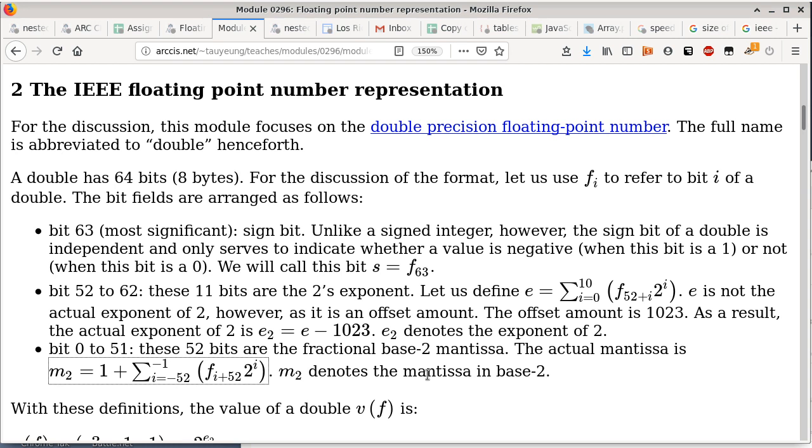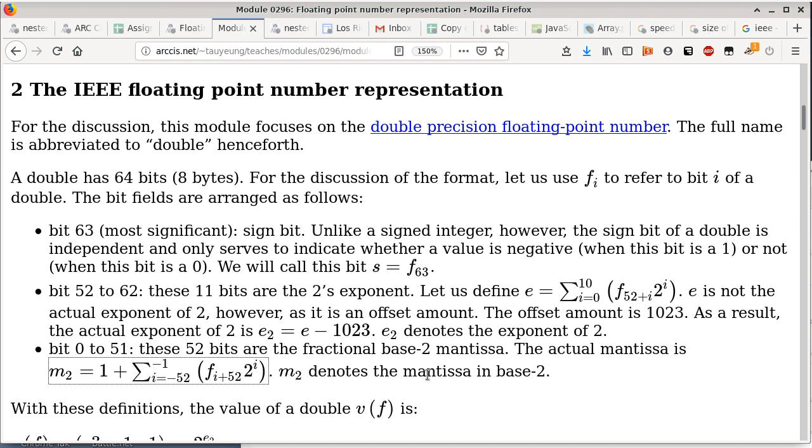Okay, so here's the mantissa. Okay, the mantissa bits. I will put mantissa in this case in double quotes. So the mantissa in quotes bits are from bit 0 to bit 51. So there are 52 bits for the quote unquote mantissa. Now, why do I say mantissa in quotes? Because those bits are only the fractional bits of the mantissa. There's always a 1 point that is implicit.